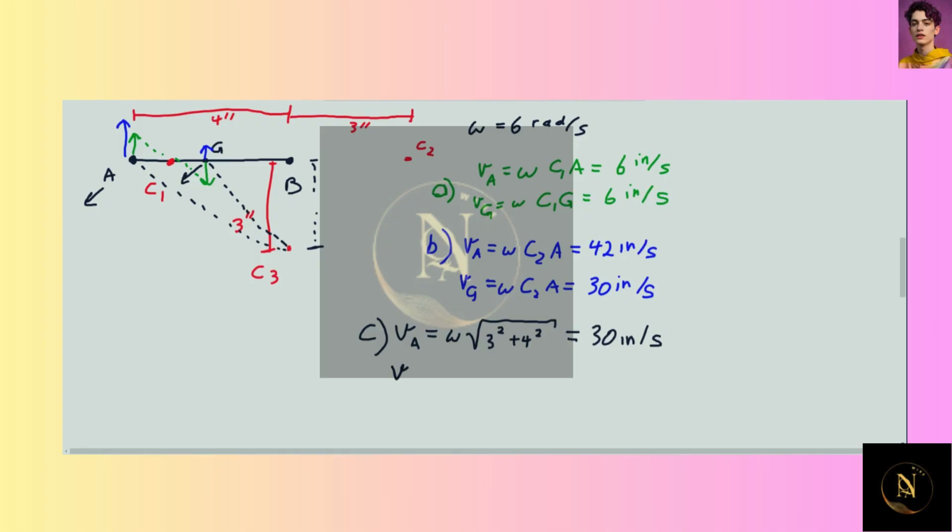Then we have VG, sorry, not VB, but VG equals omega times the square root of 3 inches squared plus only 2 inches squared this time, so this will be a smaller number, and we get about 21.6 inches per second.